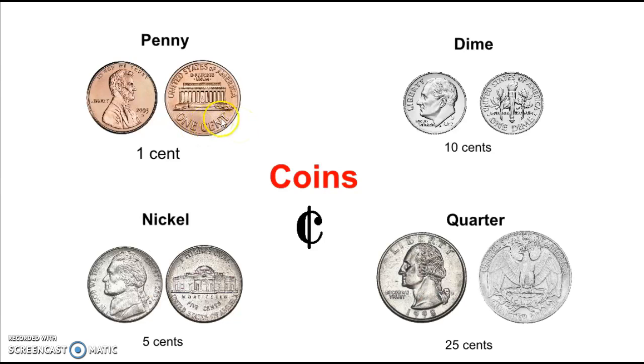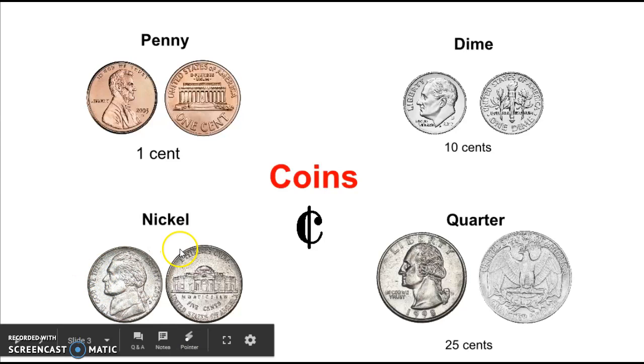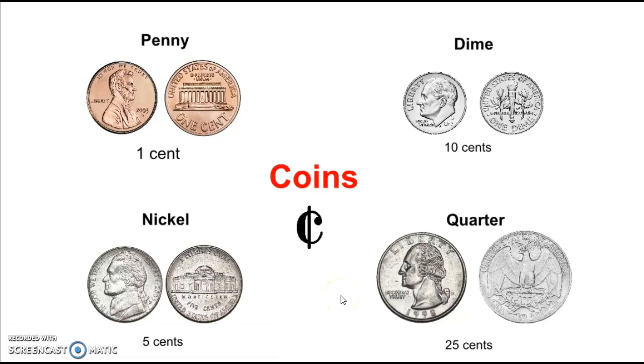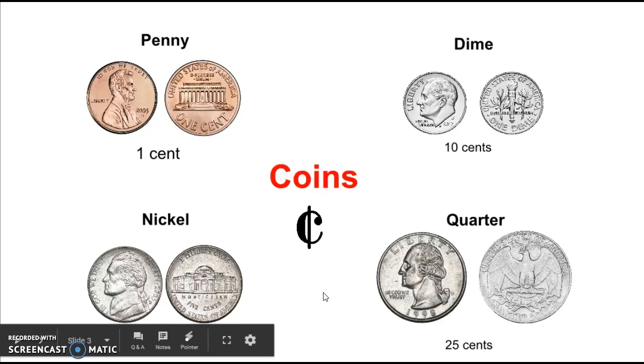The next coin that we will talk about is the nickel. This is the front of the nickel, that is the back of the nickel. And the nickel is worth 5 cents. And the nickel is a little bit bigger than the penny. So when you see that, you'll know it's a nickel.